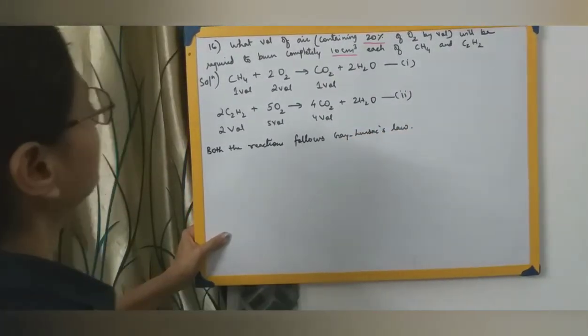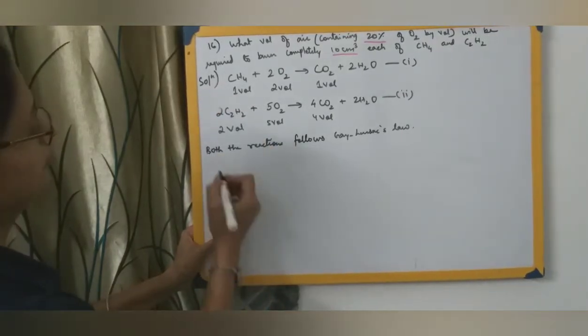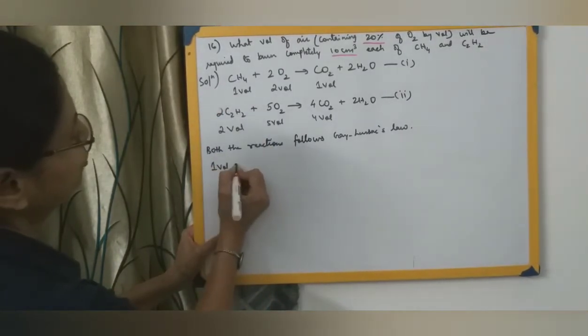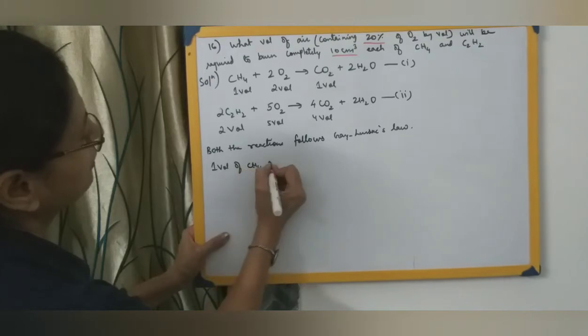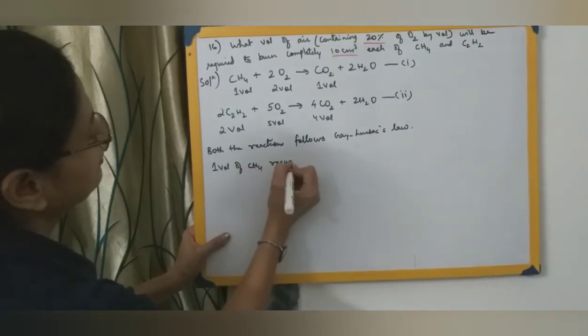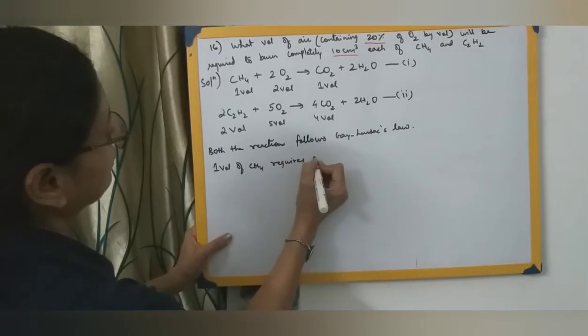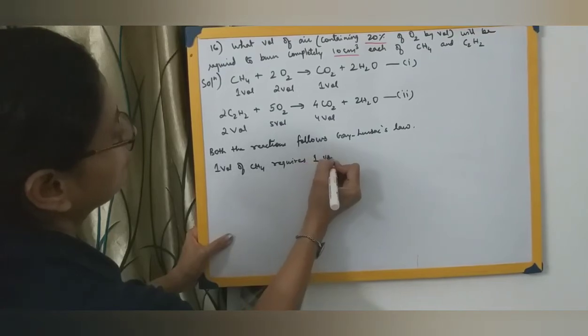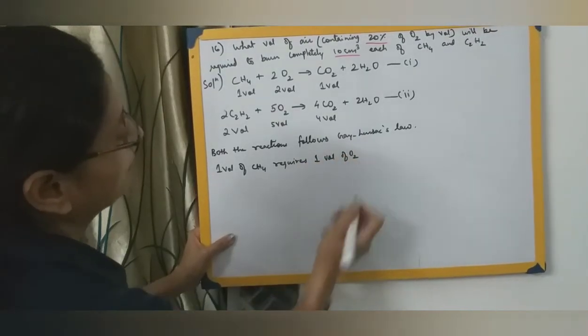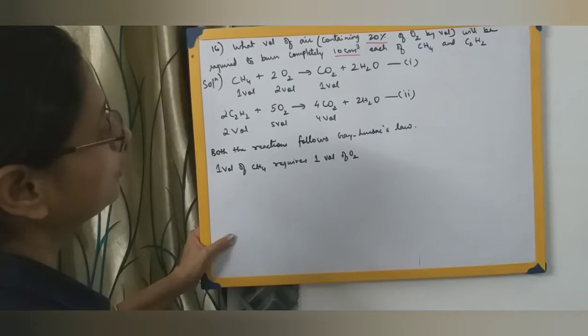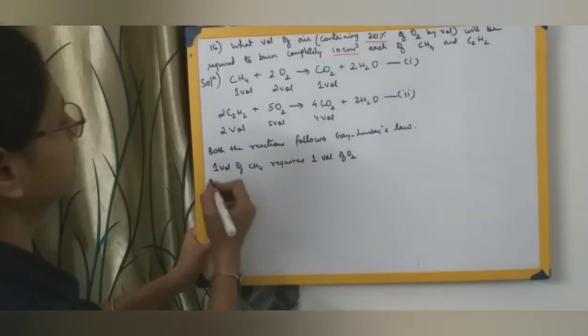Okay. Now here, one volume of methane requires 1 volume of oxygen. I'm writing down a bit small because it's a lengthy numerical. I'll be needing the space over here.